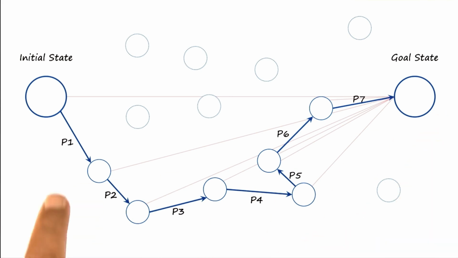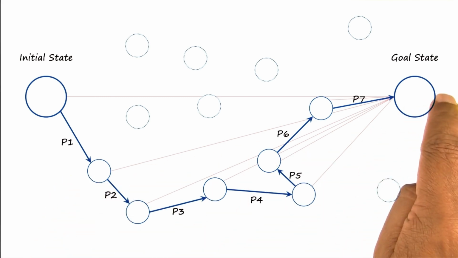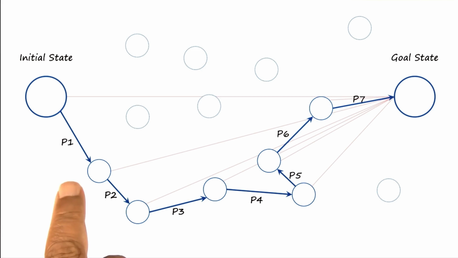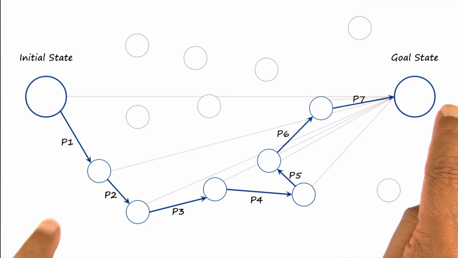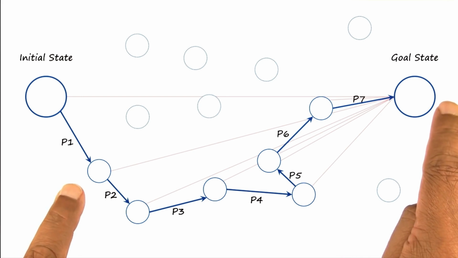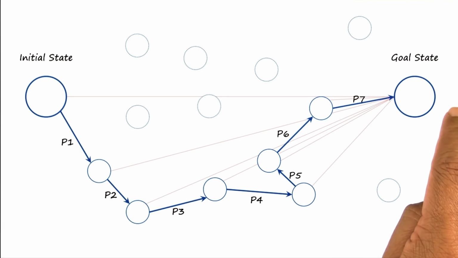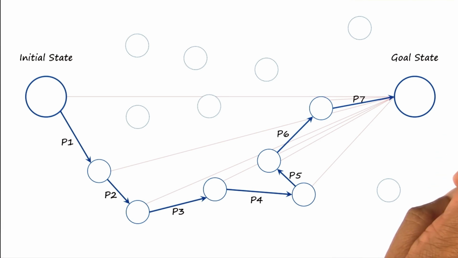So for example, if the current state was this one, then this red line illustrates the difference from the goal state. So we should pick an operator that will help reduce the difference between the current state and the goal state. So the reduction between the difference between the current state and the goal state is the end. The application of the operator is the means. That's why it's called the means-ends analysis.